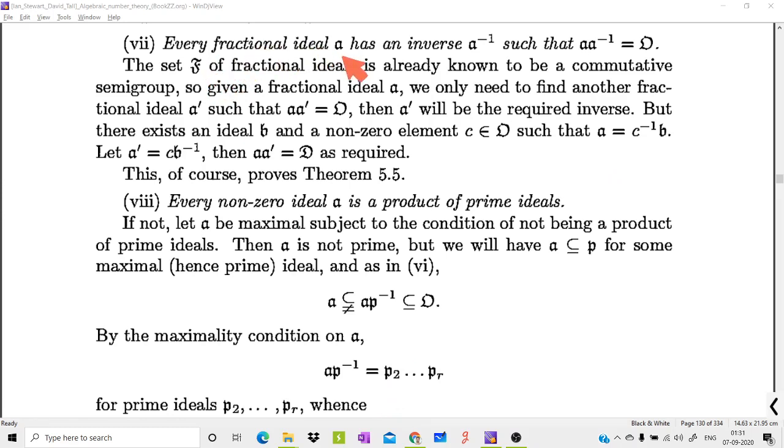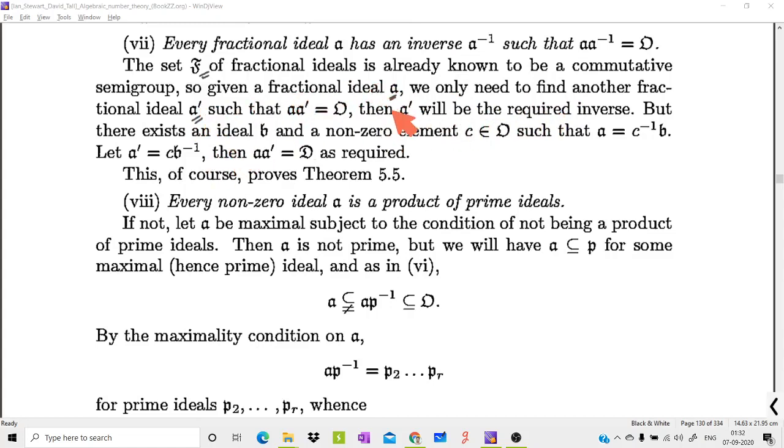Now we prove this result is true for every fractional ideal as well. That is 7: every fractional ideal A has an inverse A inverse such that A A inverse equals O. For that we assume F is the family of fractional ideals. We know that this is a commutative ring, and obviously it has an identity element O. If we choose a fractional ideal A, we need to show that there exists another fractional ideal A prime such that A A prime is equal to O.